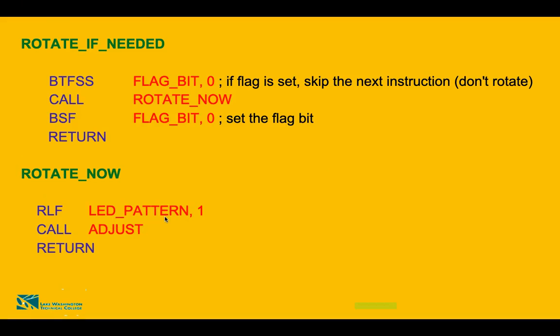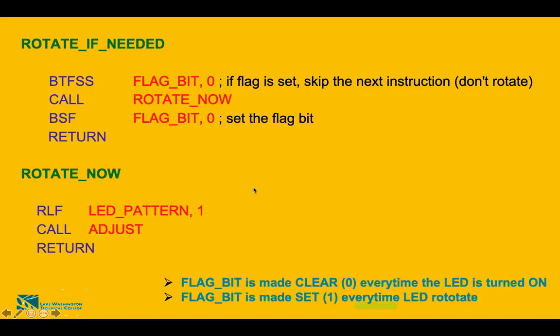So it is going to rotate the bits in that 8-bit register towards left. Okay, so it says flag bit is made clear 0 every time the LED is turned on, and flag bit is made set every time LED is rotated. And that's what I explained you here. So when we are rotating, it is setting the flag bit at 0th place. Okay, so we saw that rotation has taken place using this instruction set.